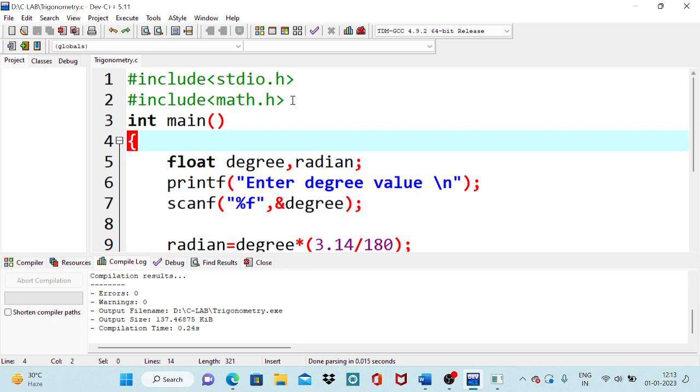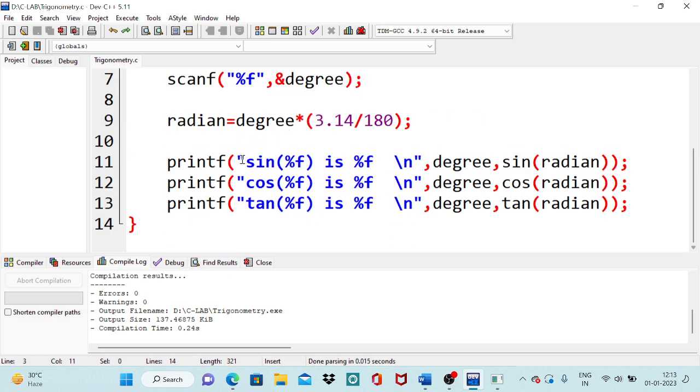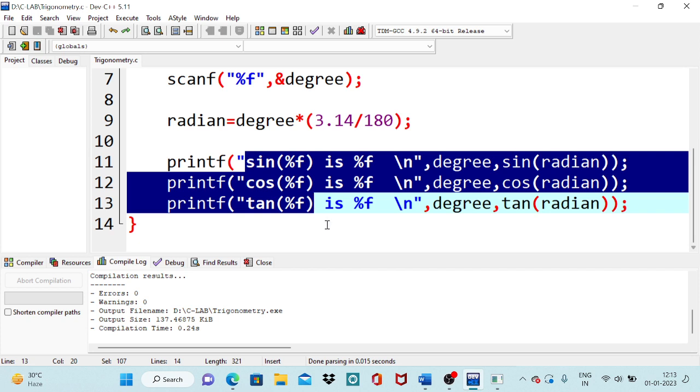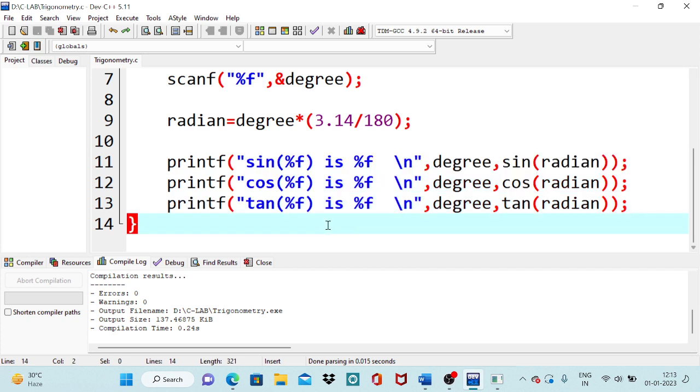Under this math header or library file, many functions are defined, but according to our application requirement, as of now, I need only these three trigonometric functions. That is the reason I accessed only these three. So like this, we can convert degree values to radians, and also we can find out the sine values, cosine values, and tangent values.